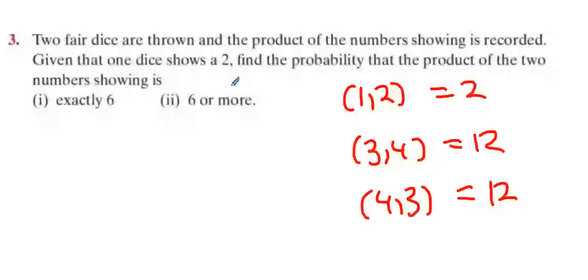Now, what we're going to do is: 2 fair dice are shown, the product of the numbers is recorded. Given that 1 dice shows a 2, so 1 of the dice already shows a 2, find the probability that the product of the 2 numbers shown is exactly 6. Well, what's my chance of my second one being... what do I need to make this work?